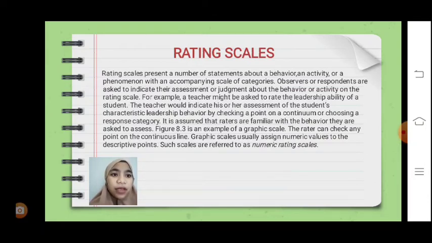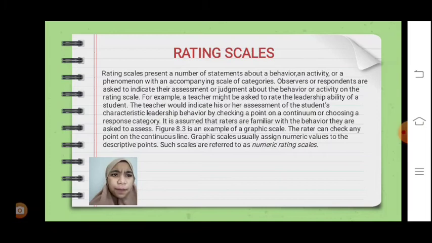It is assumed that raters are familiar with the behavior. The figure shown is an example of a graphic scale. The rater can check any point on the continuous line. Graphic scales usually assign numeric values to the described points. Such scales are referred to as numeric rating scales.